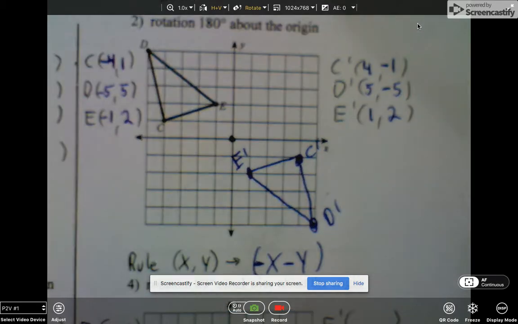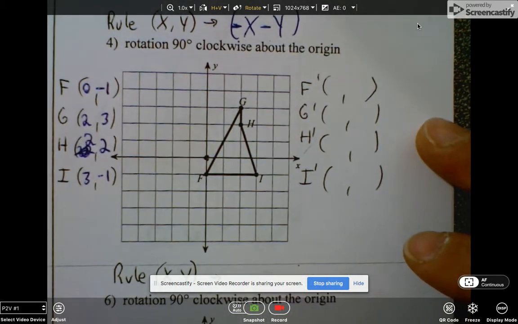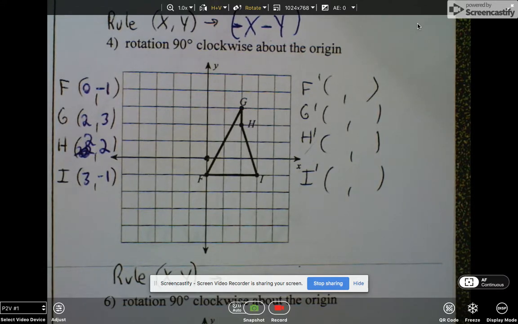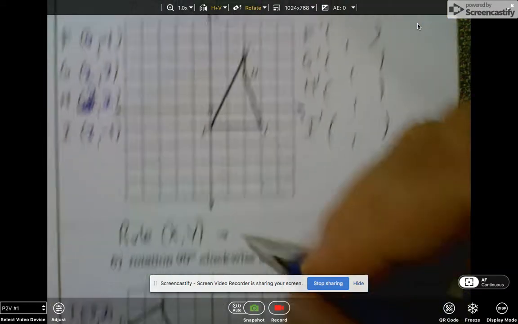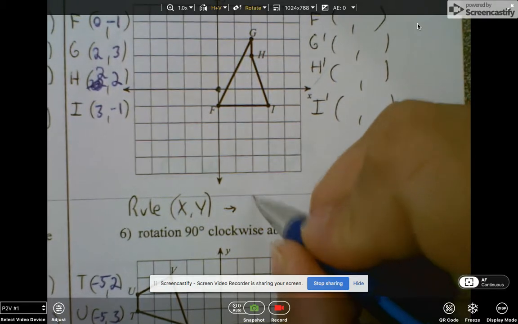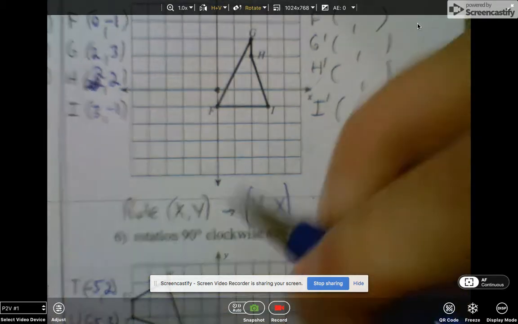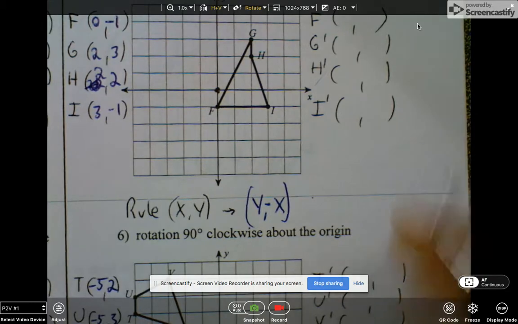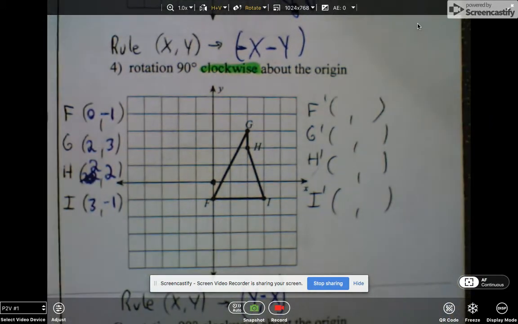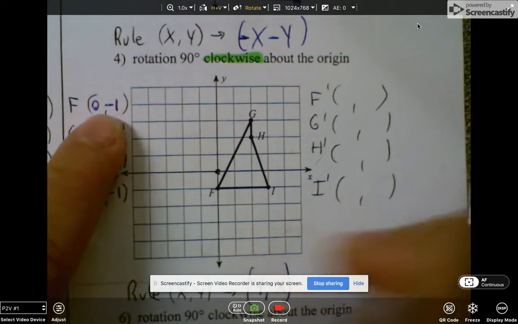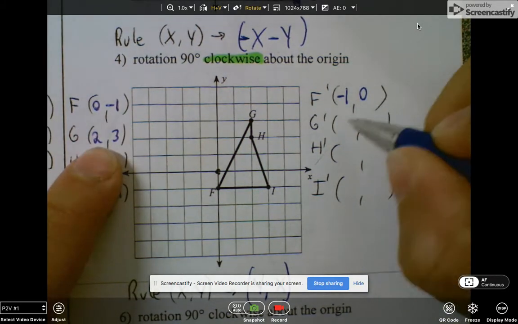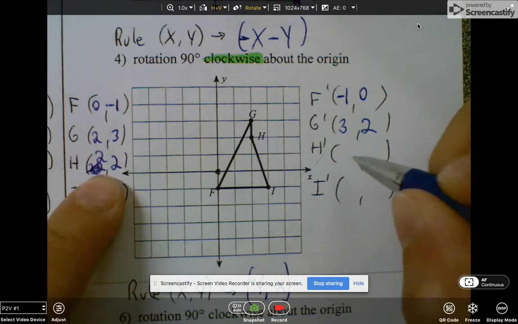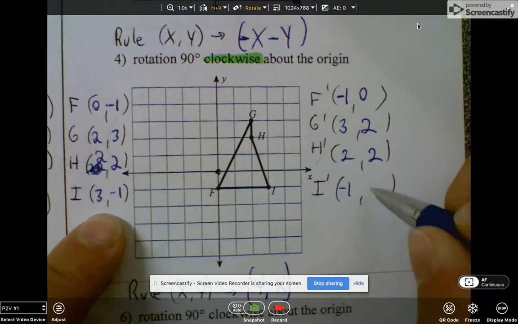All right, so now the ones that make you think a little bit harder are the 90 degrees clockwise and counterclockwise. With this one, we're going to go clockwise first. With clockwise, we're going to switch the y and the x, and with clockwise, make the x's opposite. So here goes, I'll give it a shot. First thing I'm going to do is just switch them. So this is going to become -1, 0, 3, 2, 2, 2 is the same, and -1, 3.